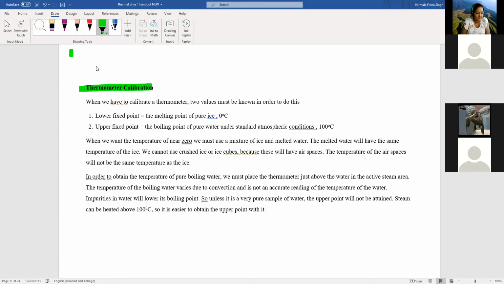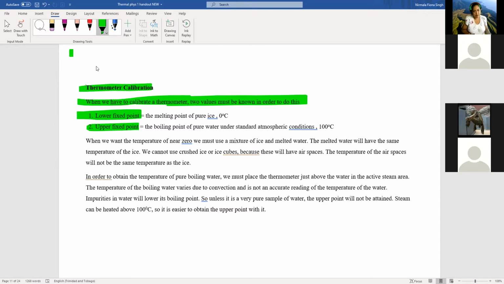So thermometer calibration. When we have to calibrate a thermometer, which is to put those equally spaced lines on the thermometer so we can actually use it to read a temperature, two values must be known in order to do this. We must know about an upper fixed point and a lower fixed point. This is a multiple choice question. For sure, this comes as multiple choice. What is the lower fixed point?